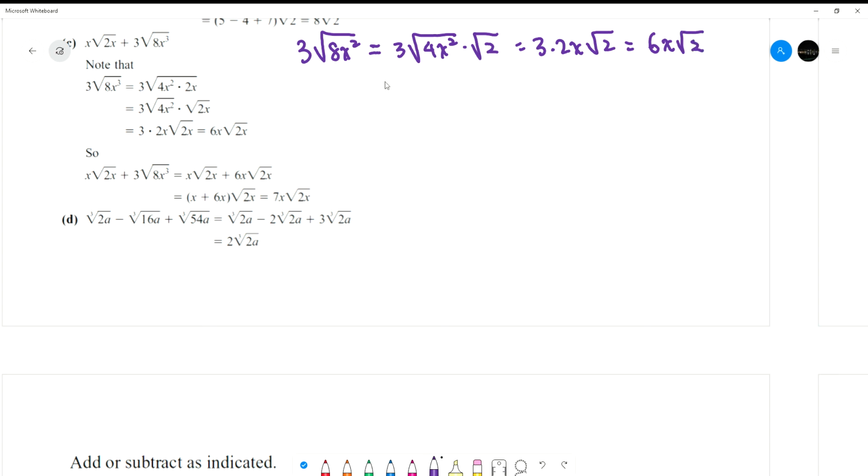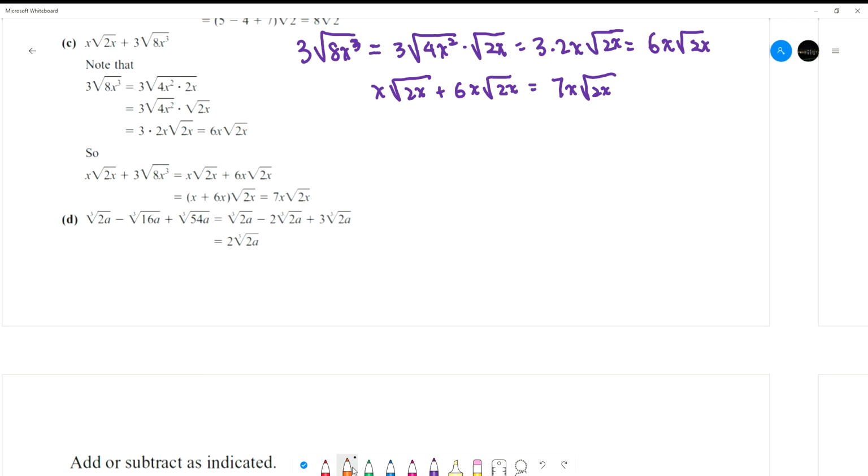Now once I get that, I can just substitute. I got x radical 2x plus 6x radical 2. Oh, I forgot the x here. This is x cubed. I should have written x cubed here. So there's an extra x that I did not write. Sorry about that. So this is an x, right? So these are now like radicals. So 1x plus 6x is equal to 7x radical 2x. And that's it.